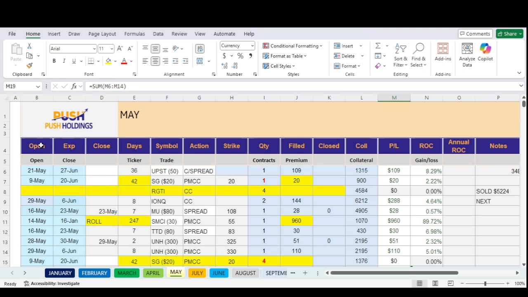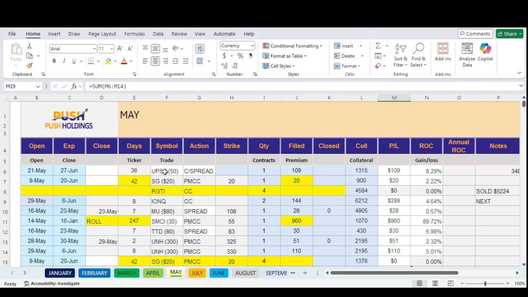The first column that says open, this is the day that I actually opened up the options trade. The second column says the expiration day. This is the date of expiration that I chose. The close column is the day I actually closed off. So these two may be different sometimes. Sometimes they're going to be the same. The days is going to be the amount of time I gave myself in order for the options to expire.